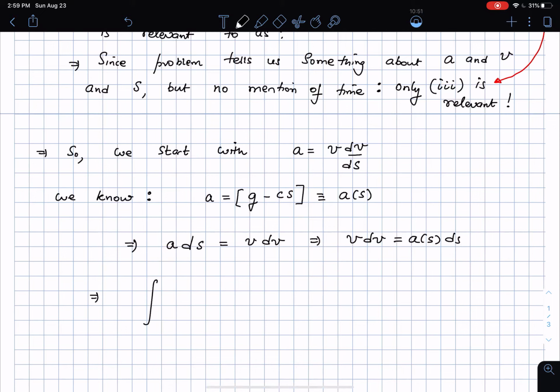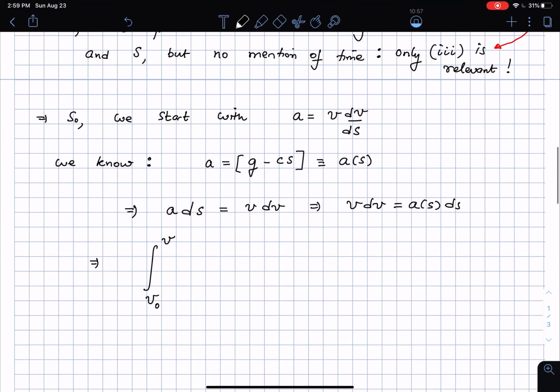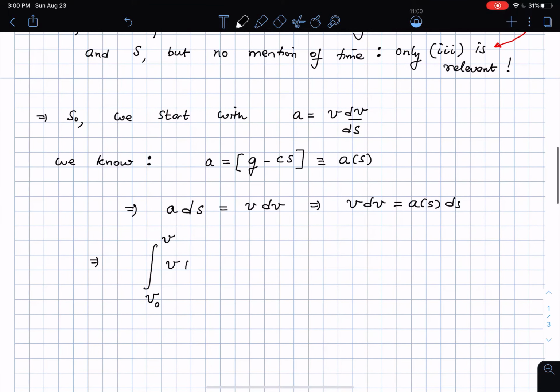I'm going to integrate from an initial velocity to some arbitrary velocity at some point in time t, and that's going to be v dv. And then on this side, the integral from some s naught to some s, and a as a function of s is nothing but g minus cs ds.